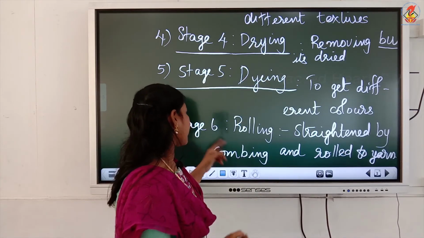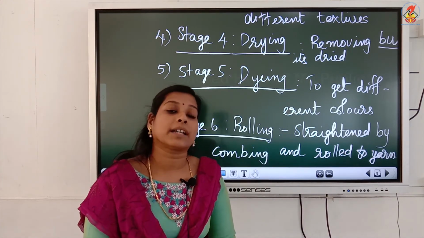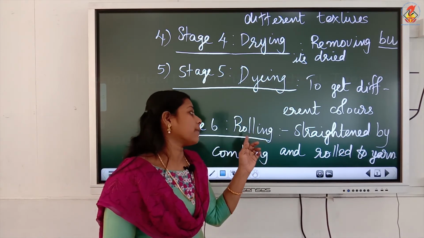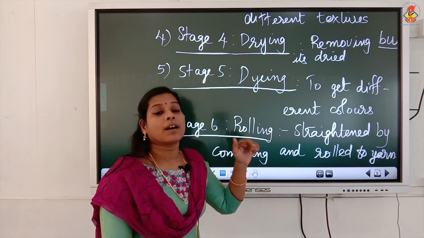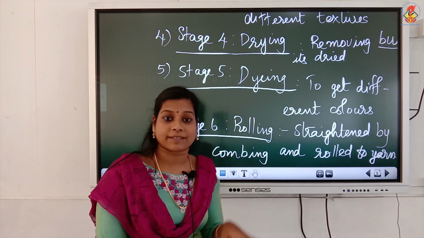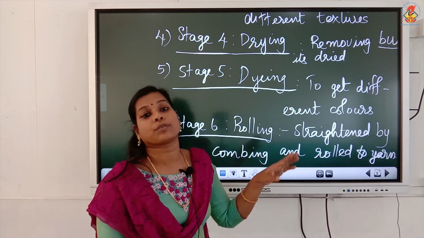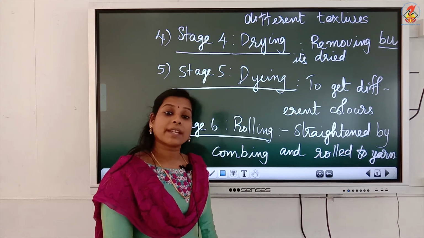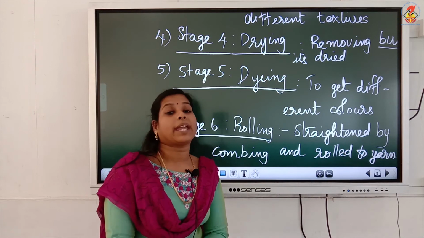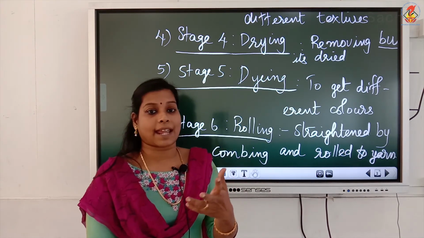In that sixth stage, the fibers we are getting there after giving colors are dried, and the dried fibers are combed and made straight. After combing it will become very straight, and these straightened fibers are then rolled to get the yarn. From the yarn we adopt the process of weaving or spinning to make fabrics. We have studied that in 6th standard.